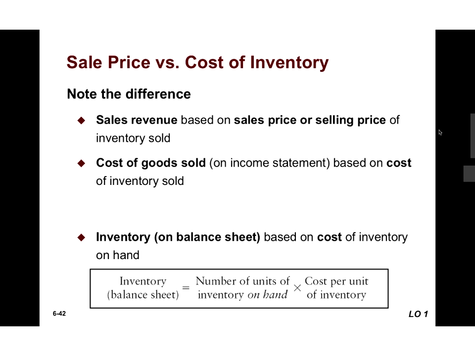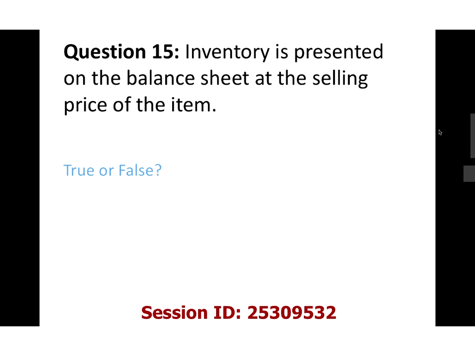Okay, the formula at the bottom, can't use it most of the time when we're talking about FIFO and LIFO. It's kind of a general idea. But cost is used for inventory and cost of goods sold. Selling price is only used for calculating sales revenue. Okay, so that brings us to our next question. Inventory is presented on the balance sheet at the selling price of the item. True or false?